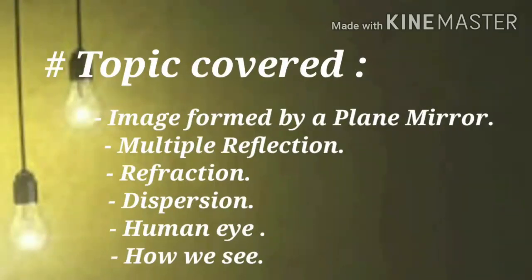So students, in this video we studied about the images formed by the plane mirror. Then we saw about the process of refraction, that is bending away of light when it travels from one medium to another. Then we saw about dispersion and spectrum, that white light is made up of band of 7 colors. Then we discussed the different parts which are present in our eye, and in the last we saw how we are able to see this beautiful world around us.